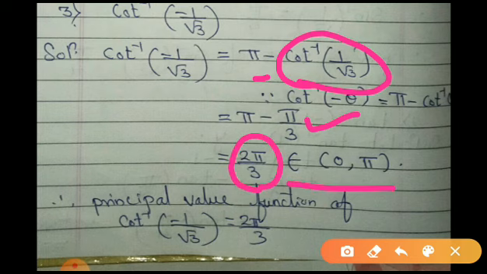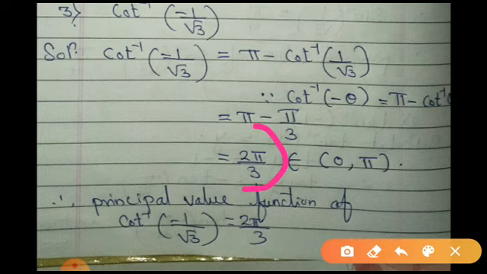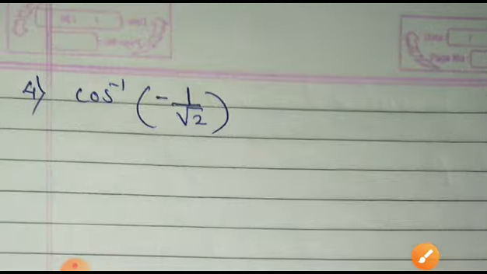Check whether it is in the range of cot inverse. The cot inverse range is the open interval 0 to pi. So 2 pi by 3, pi by 3 is 60, so twice that is 120. 120 belongs to 0 to pi, open interval. And hence, this will be the principal value of cot inverse of minus 1 by root 3.